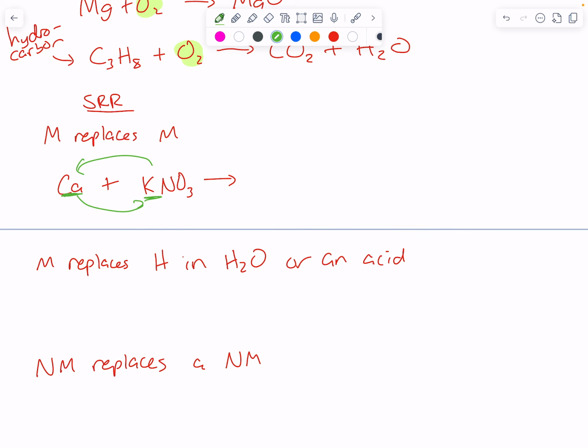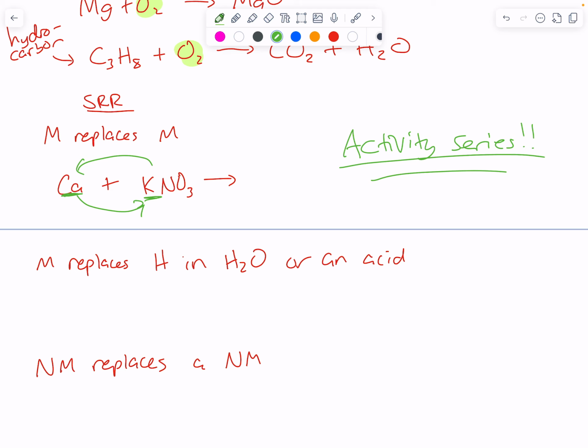Can they switch places? I don't know. What do you have to check? The activity series. Check the activity series. It's in the PowerPoint. Okay, check to see if calcium can replace potassium. If it can, great. Switch them and cross the charges. If it cannot, no reaction.